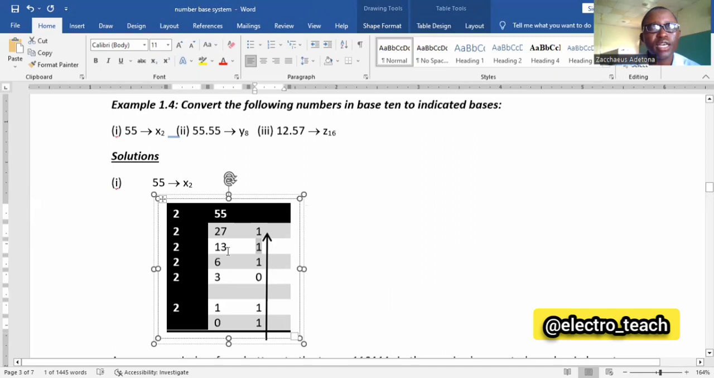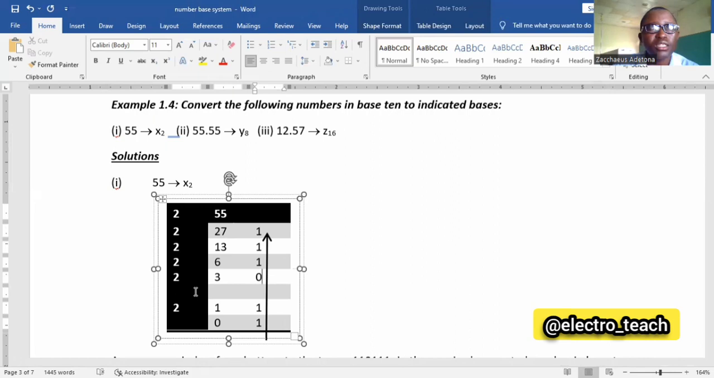If you use 2 to divide 13, you get 6. And the remainder is also 1. If you use 2 to divide 6, you get 3. And the remainder is 0. That means you have come to the end of that. So you can now go ahead.